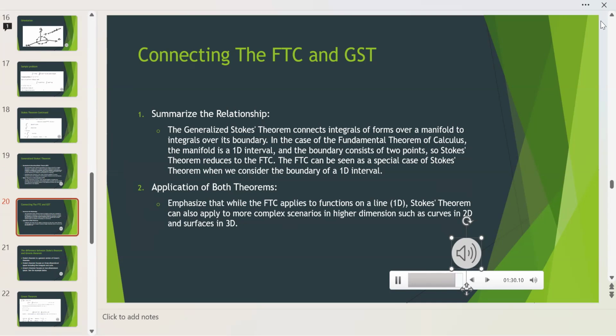At the end of this lesson, I hope that all of the students have learned the generalized Stokes' theorem and the fundamental theorem of calculus, and how Riemann sums prove the fundamental theorem of calculus.